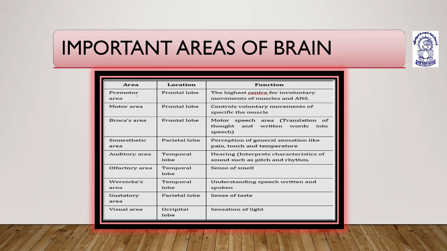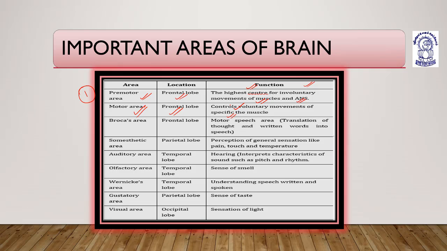Important areas of the brain. First is the premotor area. Premotor area is located in the frontal lobe and it is the highest center for involuntary movements of muscles and autonomic nervous system. Then the motor area, which is found in the frontal lobe. Basically, it controls the voluntary movements of specific muscles.